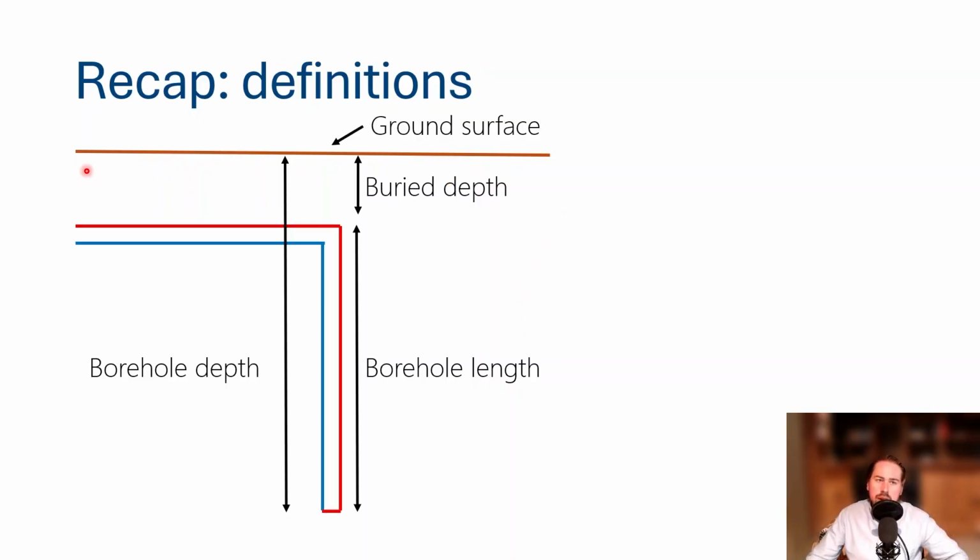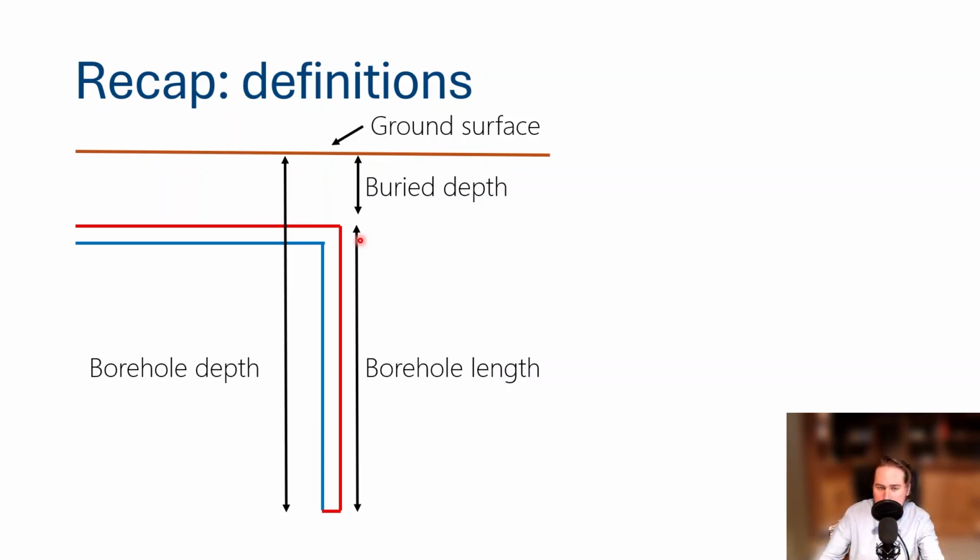software. We again have our ground surface, which is the ground level of your building. It's the first level of the building. Then we have something called the buried depth, and that's the difference between the ground surface and the level at which your horizontal connections are installed. Then we have the borehole length, which is the active length of your vertical heat exchanger. So starting at your buried depth, going all the way down to your borehole, this is the length of your pipe itself where it can exchange heat.